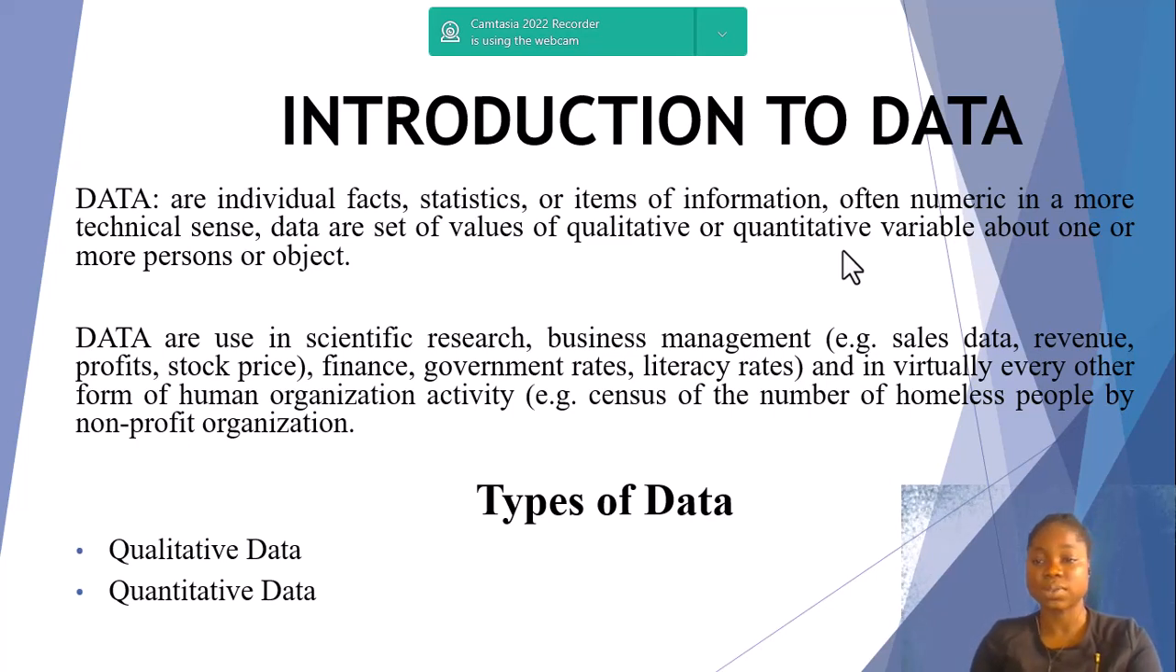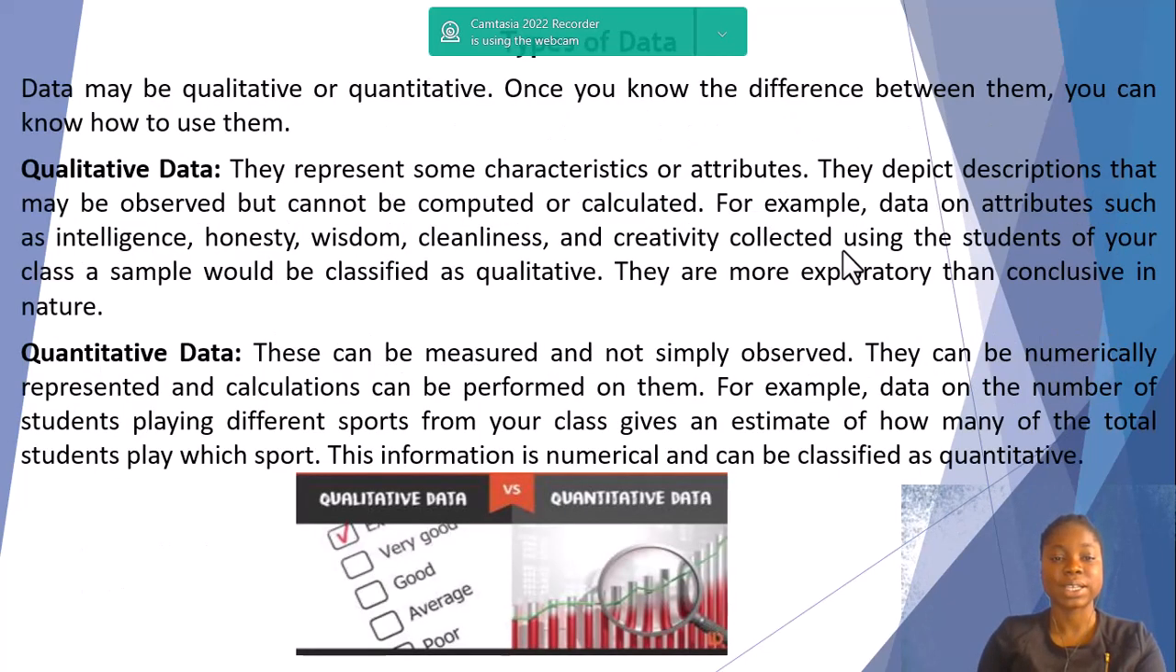So, what are the types of data? We have qualitative data and we have quantitative data. Let's check qualitative data. In very simple terms, qualitative data depicts descriptions that may be observed but cannot be computed. They cannot be calculated. For example, data on attributes such as intelligence, honesty, wisdom, cleanliness, creativity, yes or no, good, very good, average, poor.